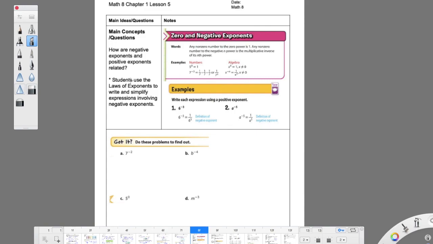So if we come over here and we look at the notes area, we have zero and negative exponents. This was taken from the textbook. So any non-zero number to the zero power is 1. Any non-zero number to the negative n power, so n means any number, is the multiplicative inverse of its nth power. So what does that mean? So let's go ahead and look at the examples here.